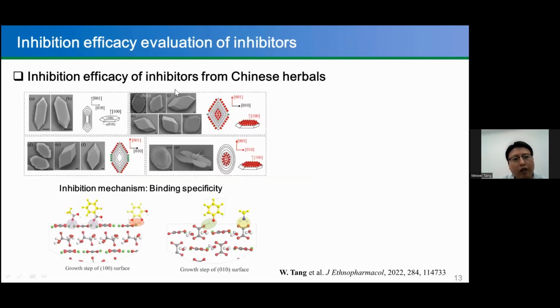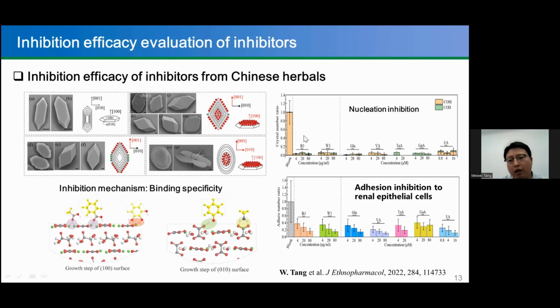We further evaluated the inhibition efficacy of these inhibitors by using single crystal growth experiments and established the specific sites of interaction between inhibitors and the crystal surface. Through in vitro cell experiments, we found that these inhibitors can significantly inhibit the crystal nucleation and adhesion to the renal epithelial cells.